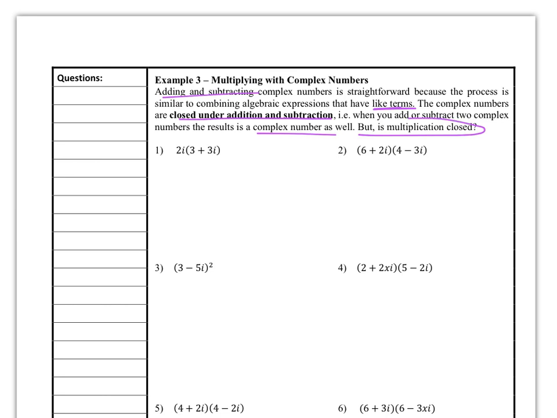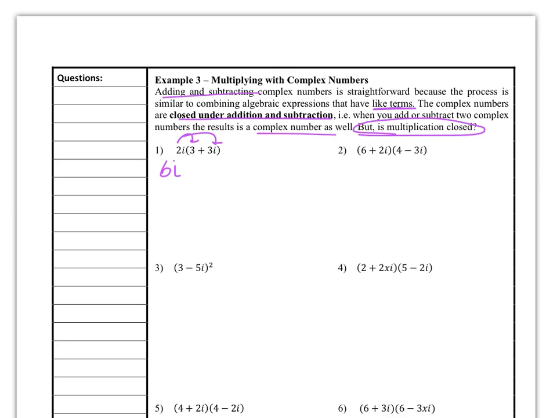So we've got this question, is multiplication closed? Will we always result in a complex number? So let's do our first example and some later examples to find out if it's always closed. Okay, so we've got 2i times this whole entire quantity, so we're going to distribute. You always want to distribute when you have a pair of parentheses with something in front of it and you're trying to simplify. So of course 2 times 3 becomes 6 with the i attached. It's just as if it were an x, however it's not an x, it's an i.